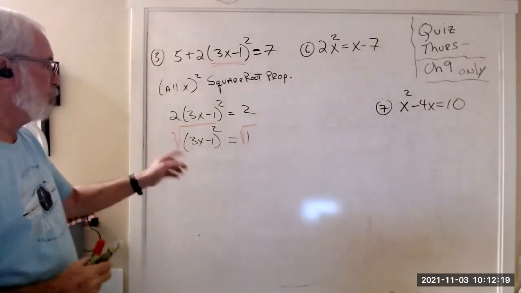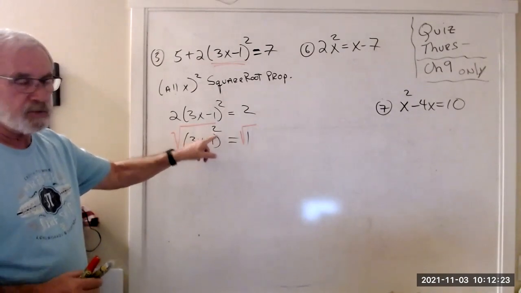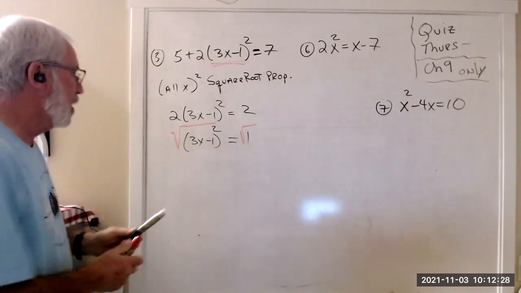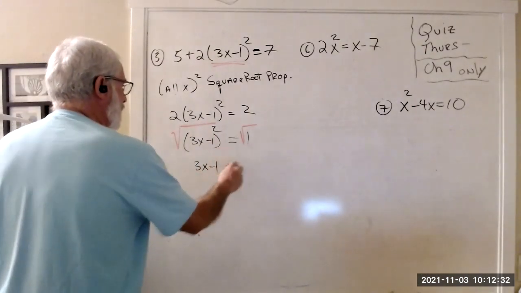Okay, square rooting is the only thing that cancels square powering, but you can only do it when you get this side by itself, quantity squared. All right, so what happens? This all cancels out. I get 3x minus 1 equals.